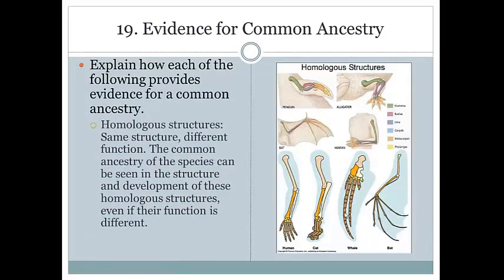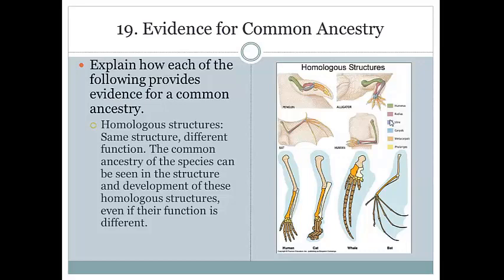Next question is about homologous structures. So these are going to be structures that have the same structure, but they have different functions. So the common ancestry of species can be seen in the structure and the development of these homologous structures, even if their function is different.